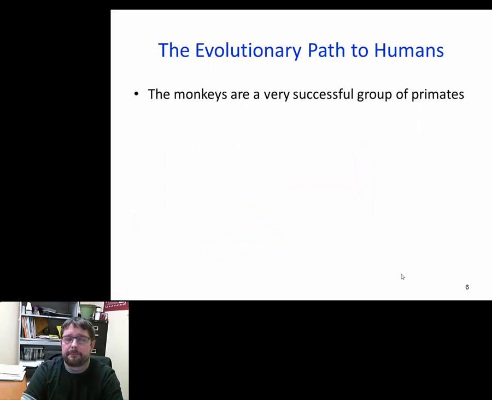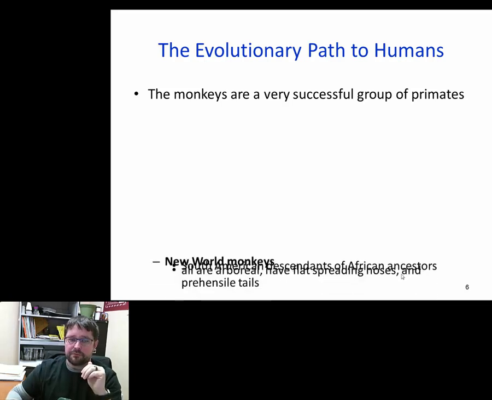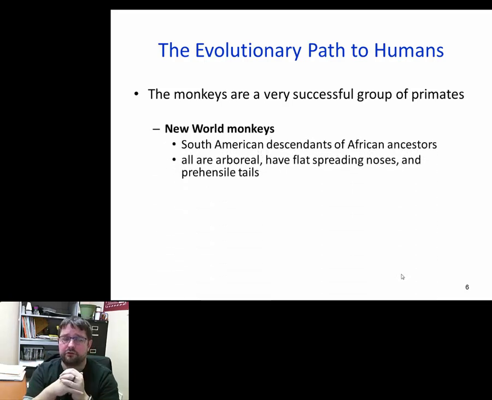So monkeys themselves, that group of anthropoids, is very successful. And there's lots and lots of monkeys out there. But the monkeys are split even into two main groups. New World monkeys, and when something is considered New World, we're talking about North America and South America. In the case of New World monkeys, it's just South America. Maybe there were some monkeys that made it into Central America and maybe touched North America a little bit, but for the most part, South American.